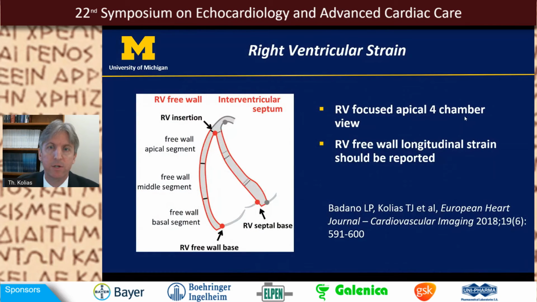And for the right ventricle, the recommendations for measuring right ventricular strain included using a right ventricular focused apical 4-chamber view, as shown in this schematic. And the recommendation was also that RV free wall longitudinal strain should be reported, which is determined by taking the basal, mid, and apical free wall strains and averaging the 3 together.